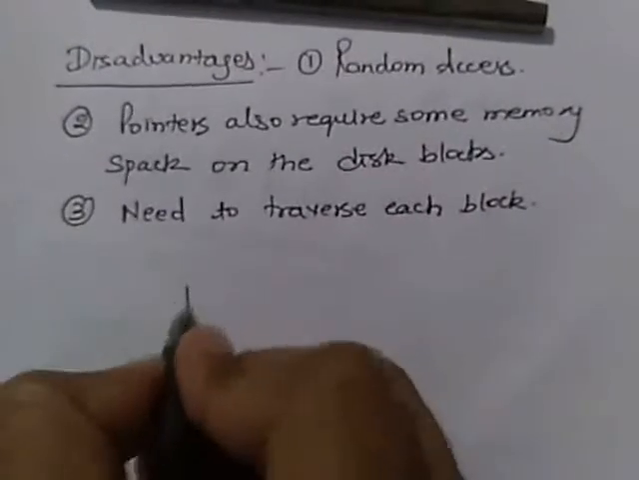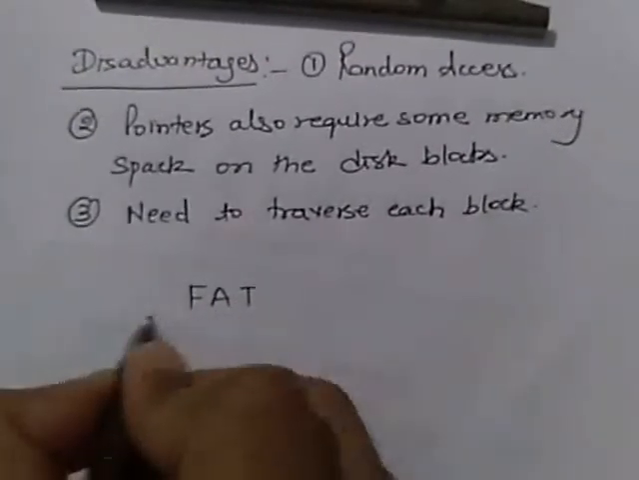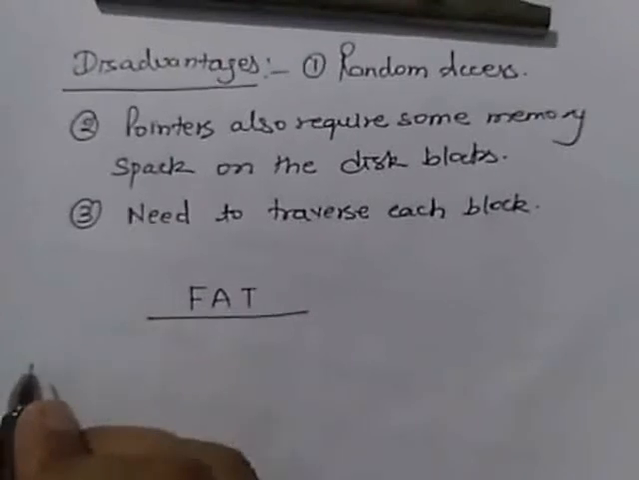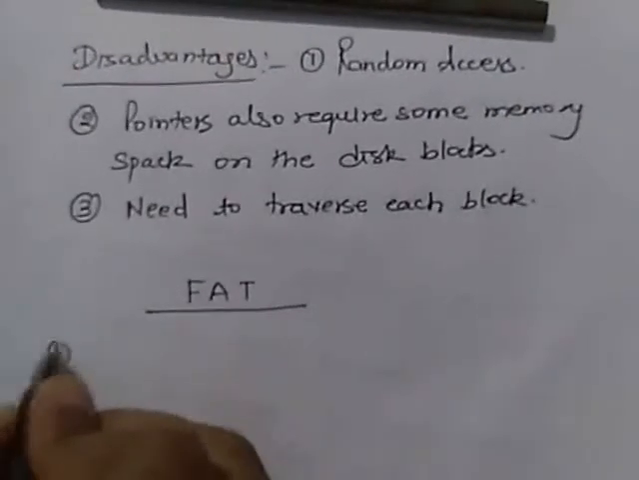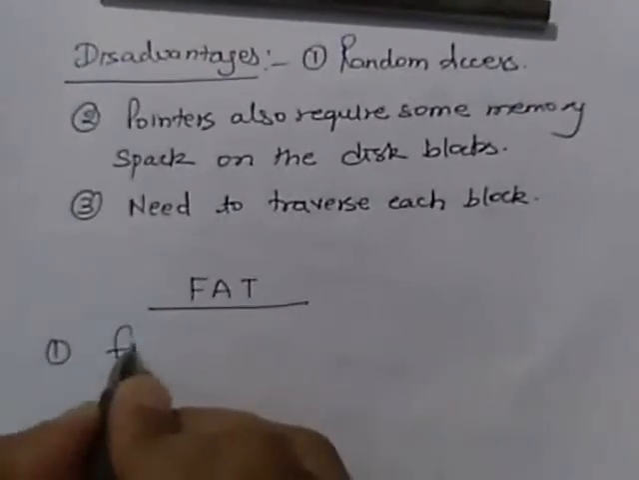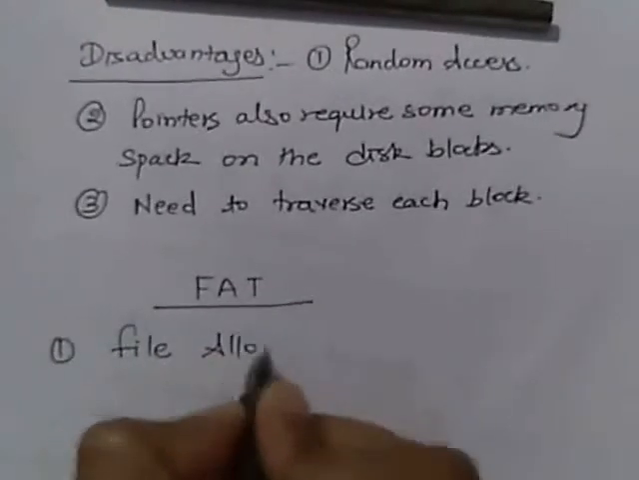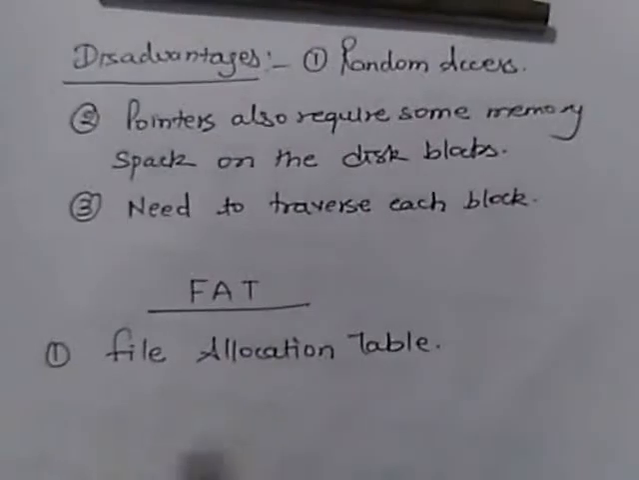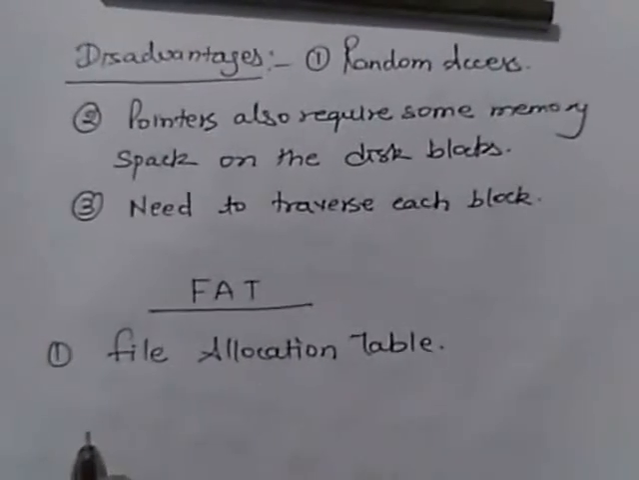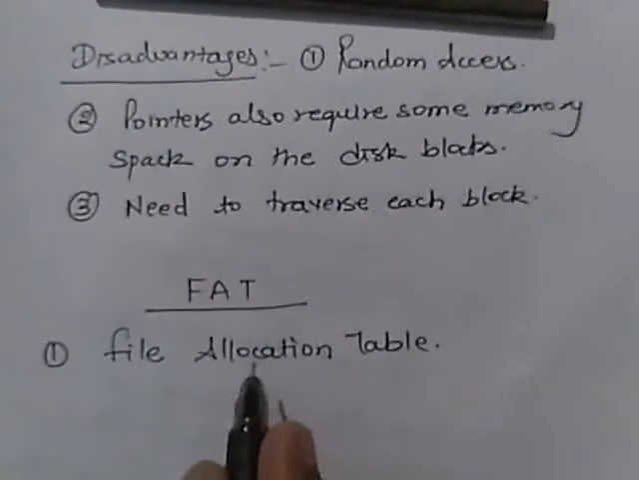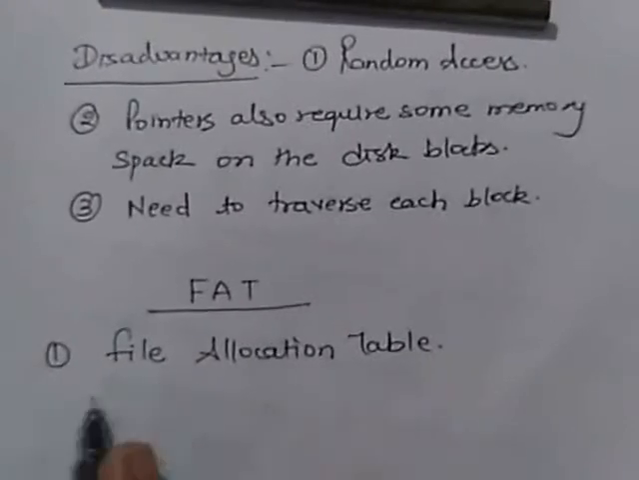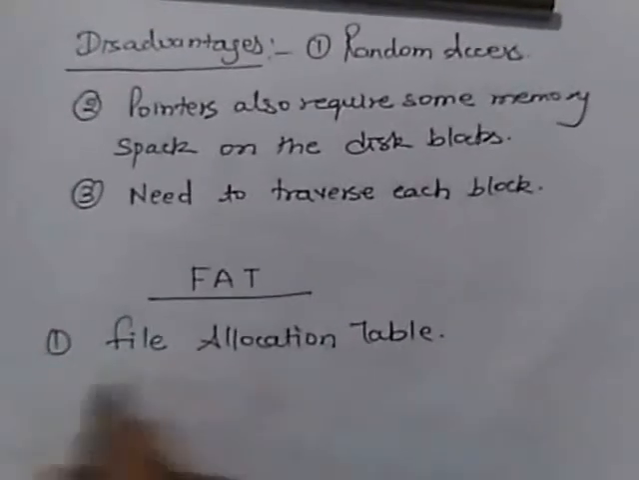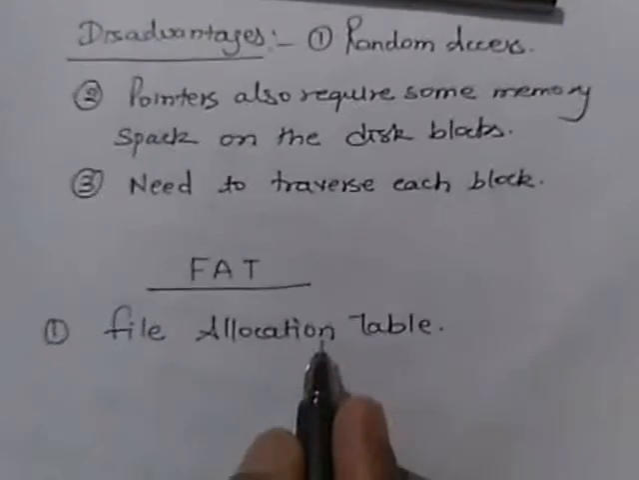Now we will be moving towards FAT. So FAT allocation, it stands for file allocation table. As we know that in linked list we do not get the random access to a particular block, so this problem is solved by the file allocation table.